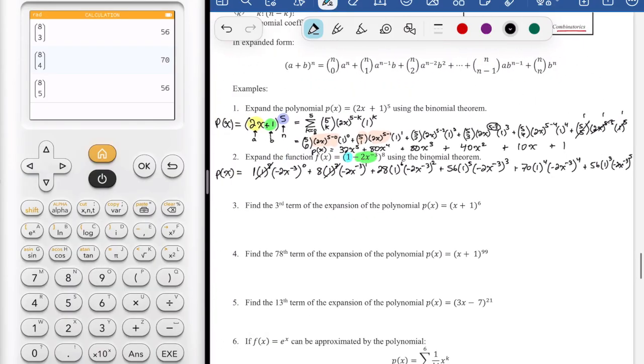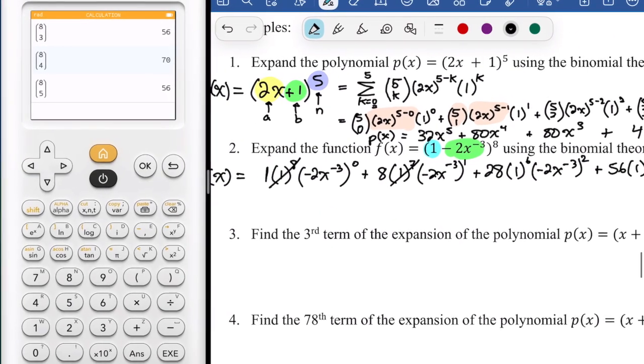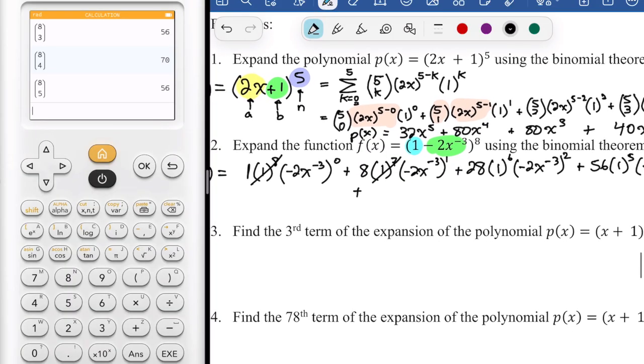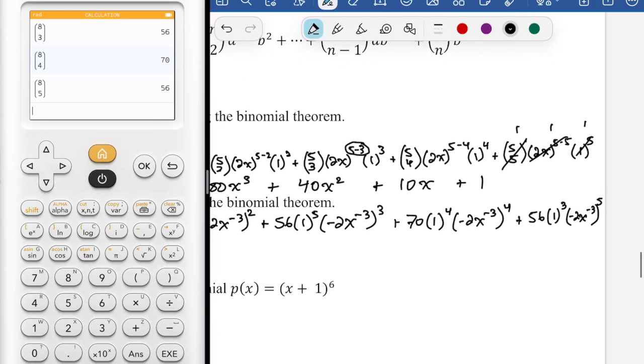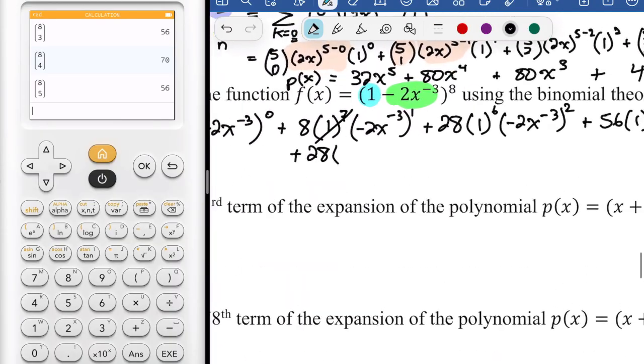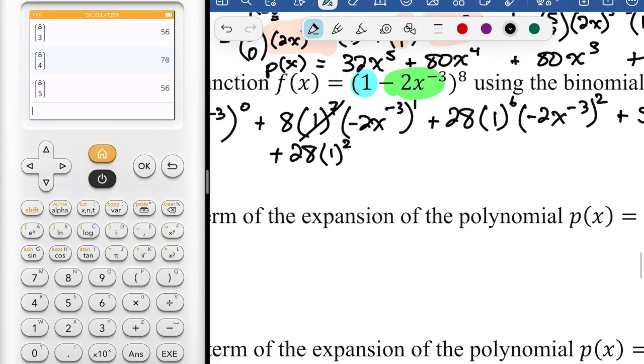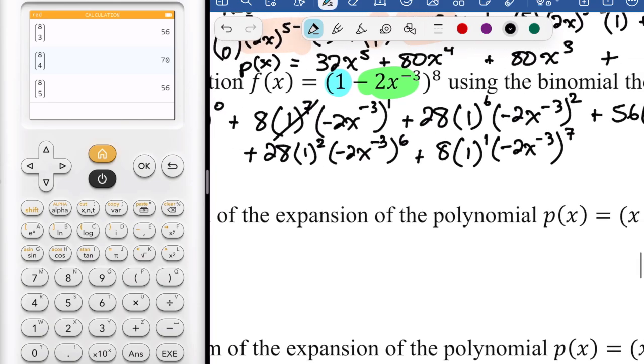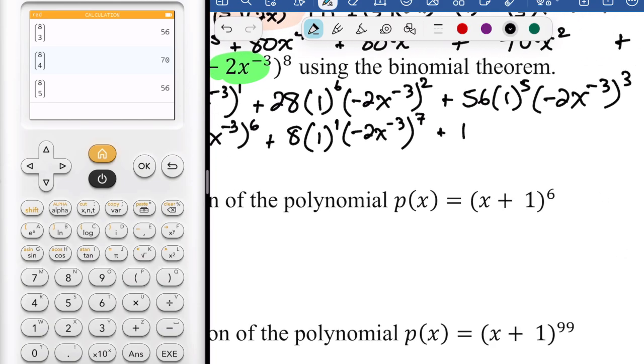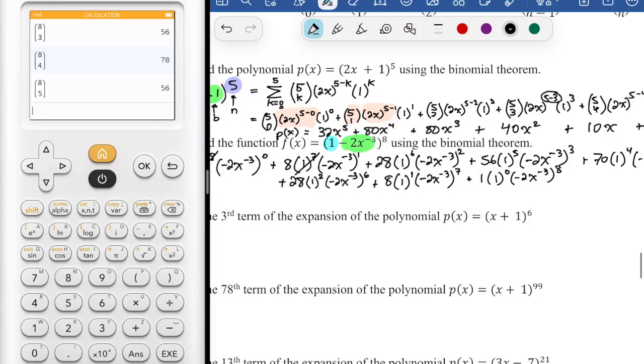I've got 3 more terms coming up, so I can continue it over here. So plus 28. I left off at exponents of 3 and 5. So 1 to the 2nd, then to the 6th, plus 8, 1 to the 1st, then to the 7th, and then back to a 1, 1 to the 0th, negative 2x to the negative 3rd, raised to the 8th. There's not much I can do in terms of simplifying here.